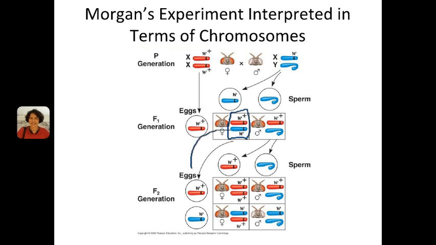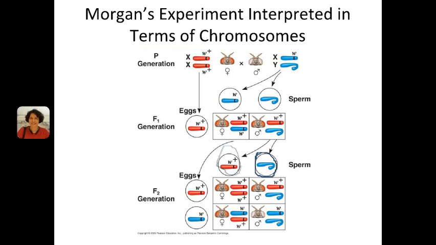So this female makes two kinds of eggs. Half of her eggs are going to have the red wild type X chromosome, the W plus. The other half are going to have the blue white, the mutated X chromosome. The male is also going to make two different gametes. Half of his gametes are going to have the wild type X chromosome that he inherited from his mommy, and the other half are going to have the Y chromosome that he inherited from his dad.